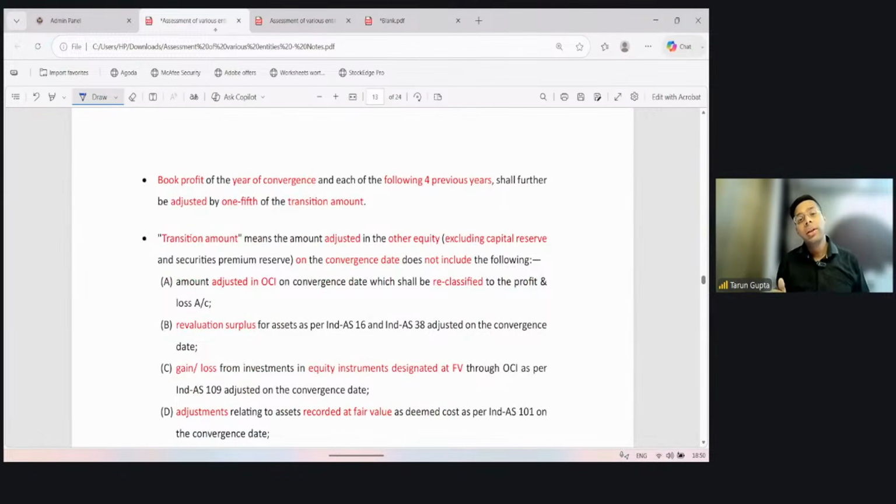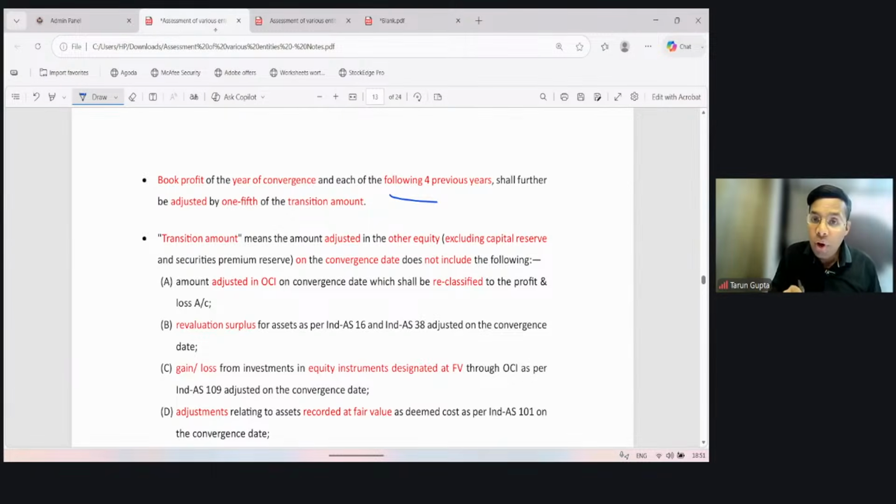Now, if this is a first year adoption, what happens? Book profit of the year of conversion. So there is a transition amount in the first year of conversion. This transition amount is allowed in 5 years, in equal installments. First year and 4 subsequent years. First year means the year of convergence and the 4 subsequent years.